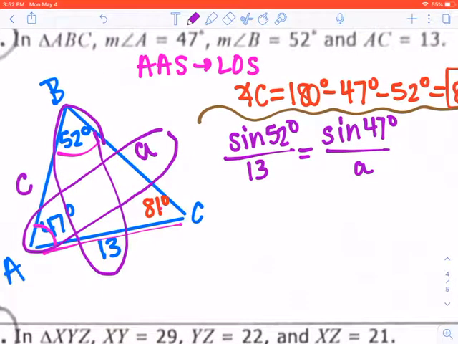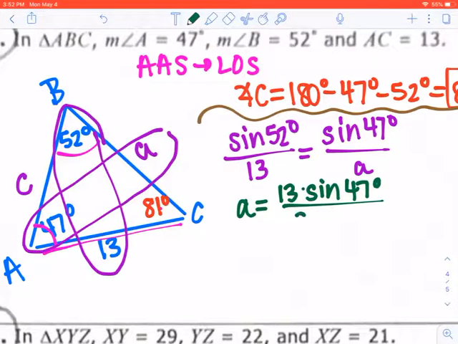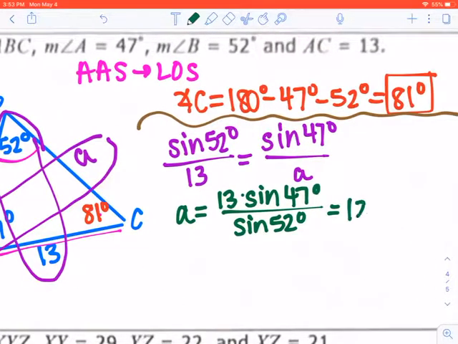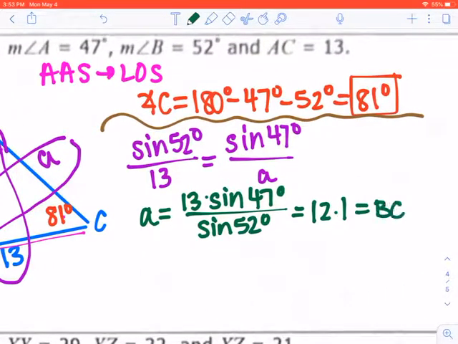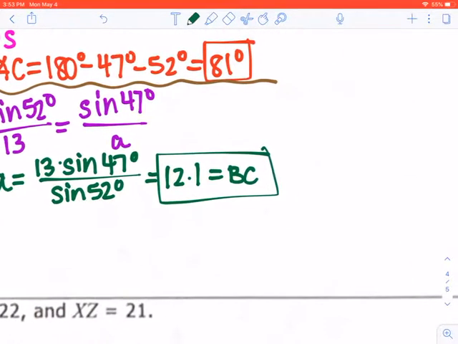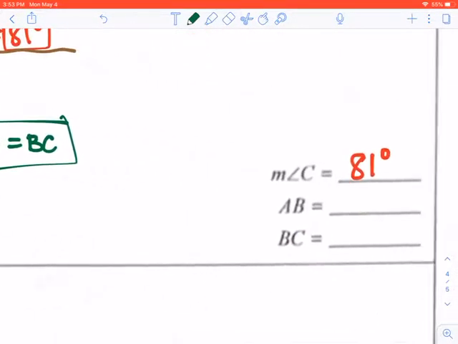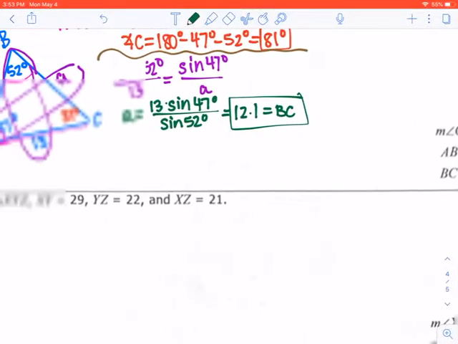So I've used my information. I'm finding a second missing piece. I do my cross multiplication. Just for time's sake, I'm going to tell you a is 13 times sine 47 degrees, and we divide that by sine of 52. And the value here is going to be 12.1. This segment, little a, is segment BC. So, come over here, segment BC, 12.1.